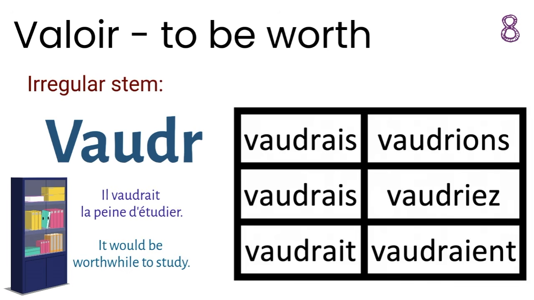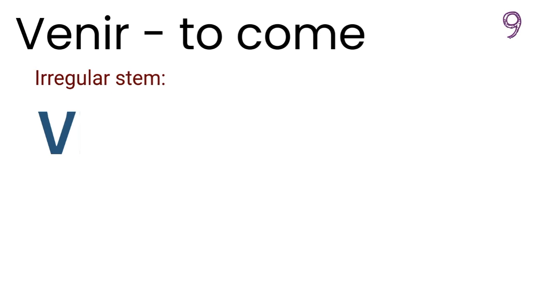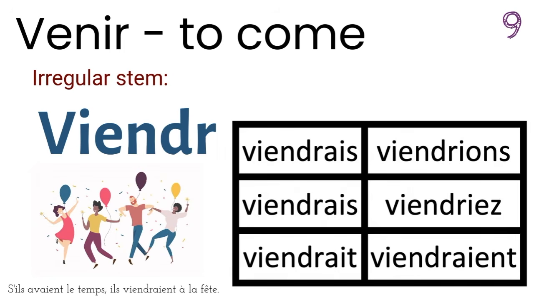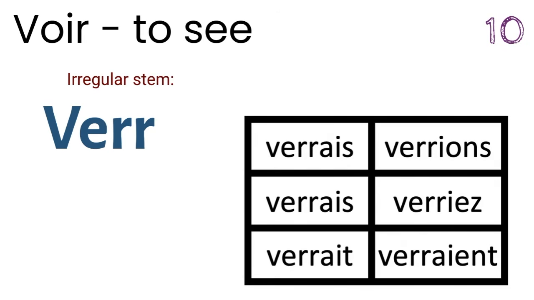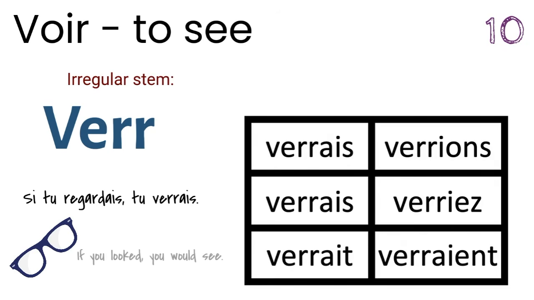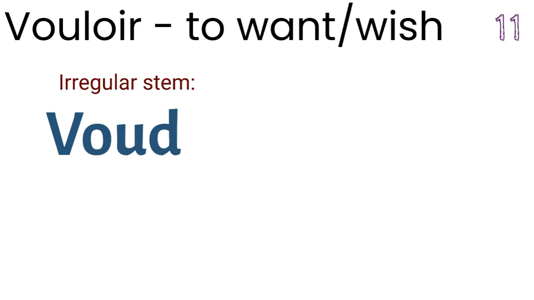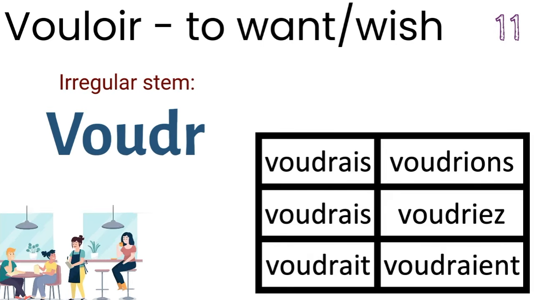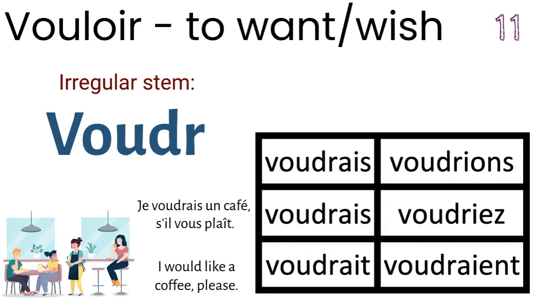Literally, worth the pain. Venir becomes viendr. S'ils avaient le temps, ils viendraient à la fête. If they had the time, they would come to the party. Voir becomes verr. Si tu regardais, tu verrais. If you looked, you would see. Vouloir becomes voudr. Je voudrais un café, s'il vous plaît. I would like a coffee, please.